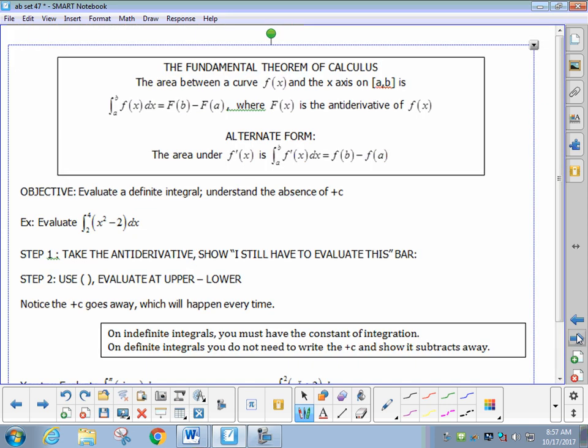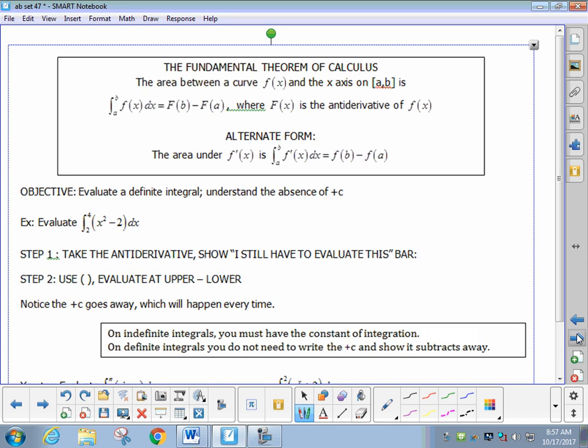On a much bigger scale, the fundamental theorem of calculus applies to any function. And depending on your textbook, this is written one of two ways. I'm giving you both because I want you to be familiar with both, all right? If you want to find the area between a curve, f of x, and the x-axis on some interval a to b, and that area can have a lot of meanings, okay?